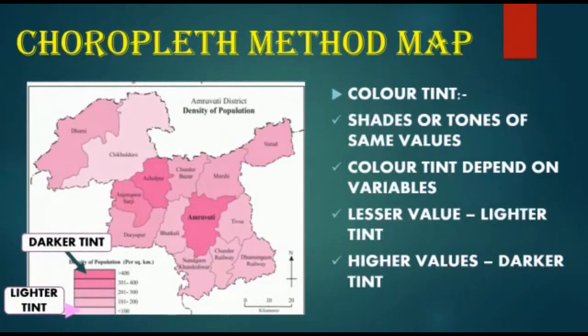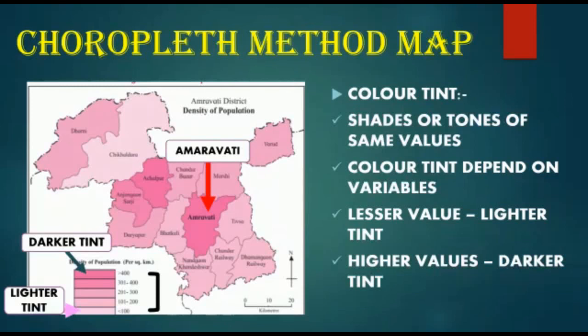Here we have a map of Amravati district, density of population. Let's observe the map. Students, what did we observe here? In this map, we can see pink color, with different color shades used from darker shades to lighter shades. Let's see the meaning of darker and lighter shades. Color tints are the shades of the same color used to show distribution of a geographical variable in a choropleth map.